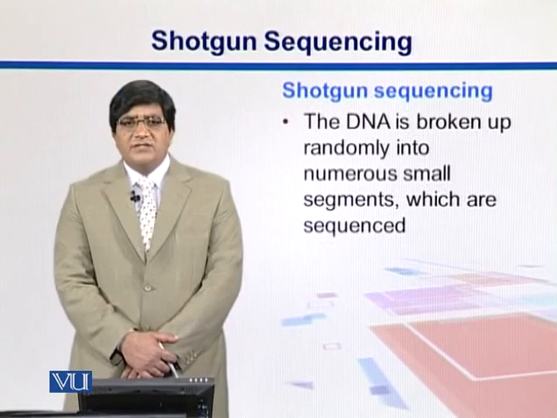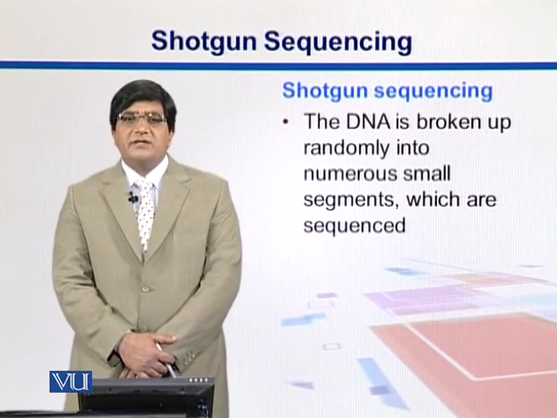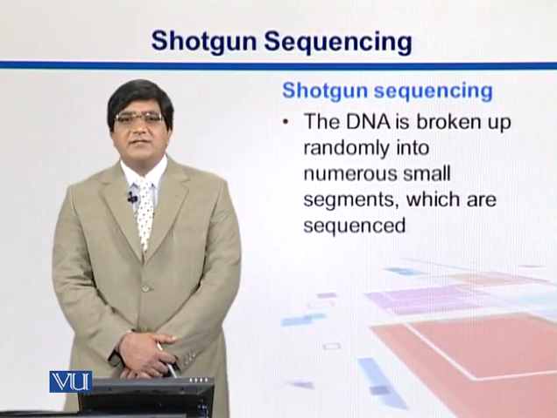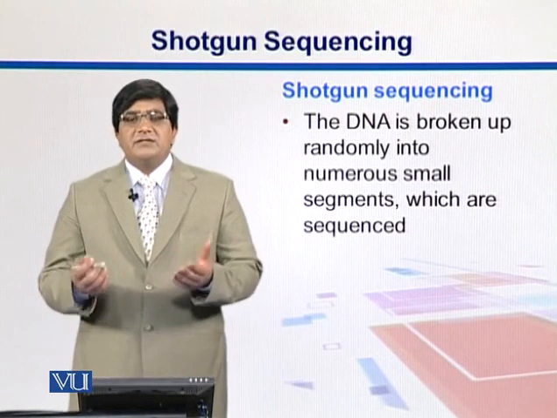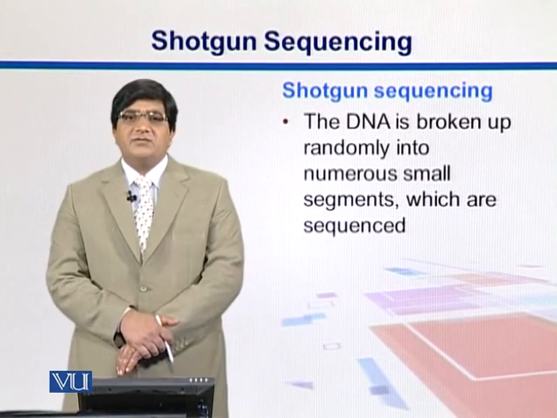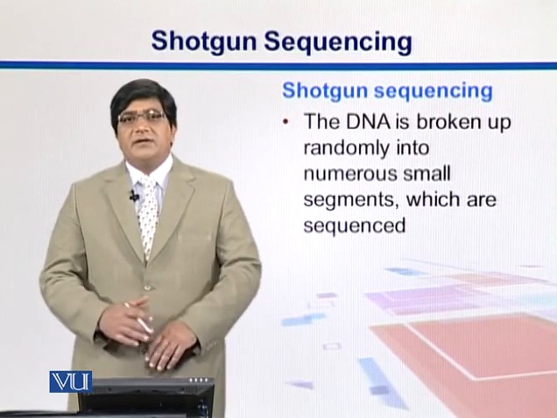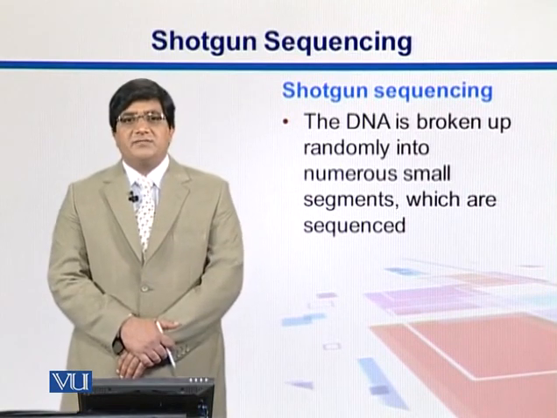So we see that in shotgun sequencing the DNA is broken down into smaller fragments, cloned into vectors, and then these segments are sequenced. After we get the sequencing reads, we put them together in a process called assembly, and in this way we can assemble the final genomes.